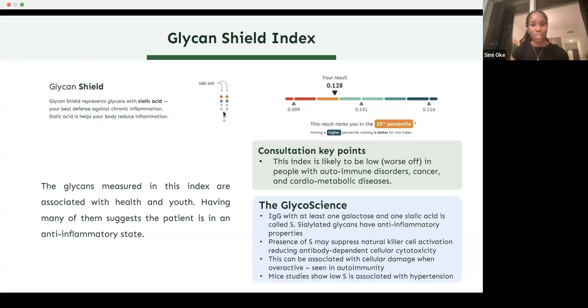Sorry, just have a question. Have you a list of supplements that affect GlycanAge?